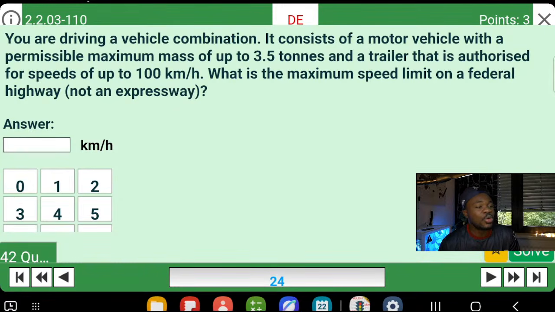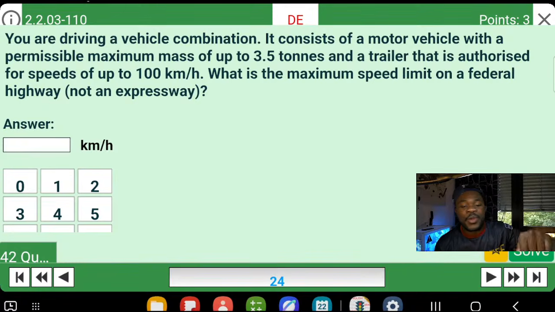You're driving a vehicle combination. It consists of a motor vehicle with a permissible maximum mass of up to 3.5 tons and a trailer that is authorized for a speed of up to 100 kilometers per hour. What is the maximum speed on a federal highway, not an expressway?